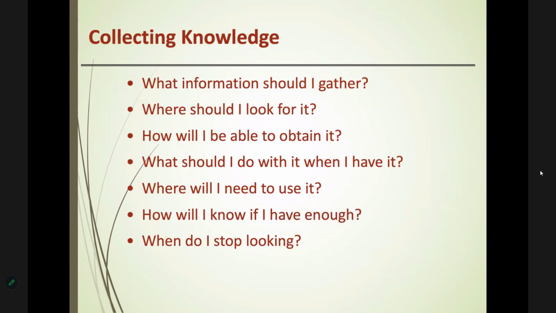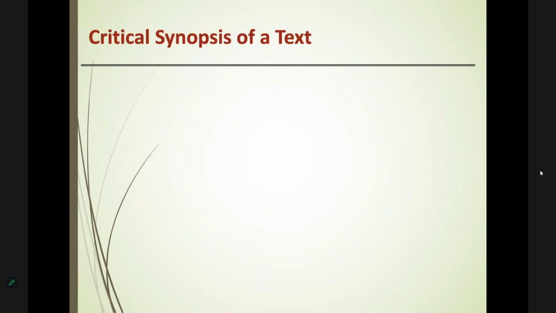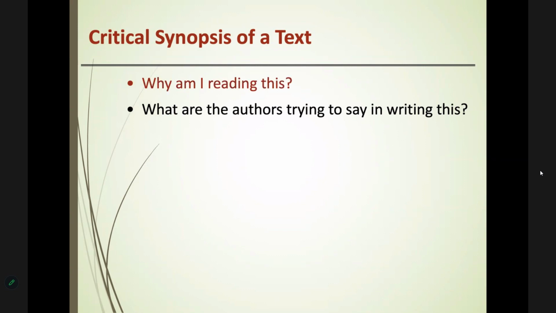And when you do a critical synopsis of a text, this is mainly for gathering knowledge when searching literature. When you're reading a text, always ask the question, why am I reading this? What are the authors trying to say in writing this? You ask these questions and try to find the answer within the paper, and your reading will become more critical. If you read without thinking about or trying to answer any of these questions, at the end of the reading you will get nothing out of it.